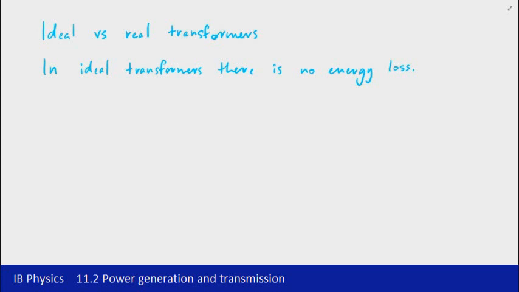It's a little bit easier to analyse mathematically. We don't need to go into the mathematical analysis where energy losses do occur for real transformers. We'll just talk about what some of those losses are. But if we have an ideal transformer, that means that the output power, so the amount of energy per second, is equal to the input power.